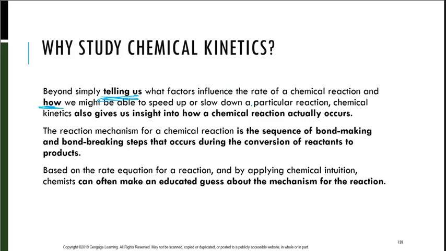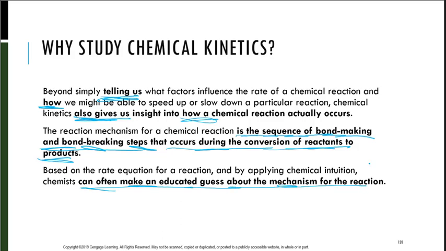Beyond simply telling us what factors influence the rate of a chemical reaction and how we might be able to speed up or slow down a particular reaction, chemical kinetics also gives us insight into how a chemical reaction actually occurs. The reaction mechanism for a chemical reaction is the sequence of bond making and bond breaking steps that occurs during the conversion of reactants to products. Based on the rate equation for a reaction and by applying chemical intuition, chemists can often make an educated guess about the mechanism for the reaction.